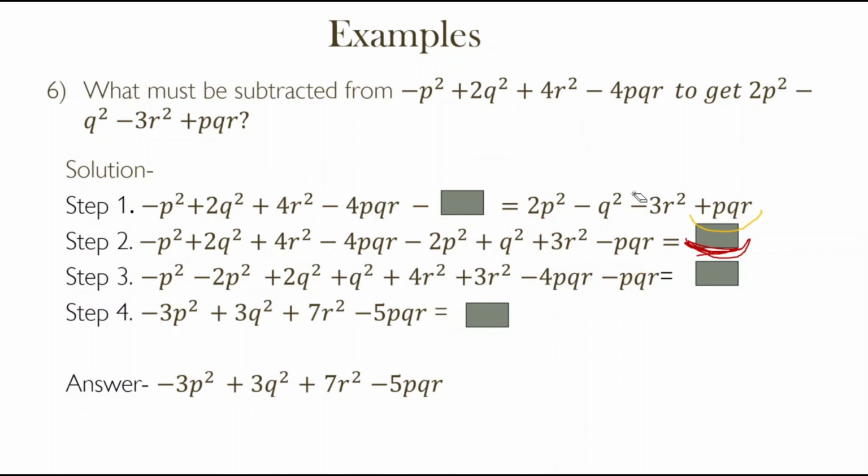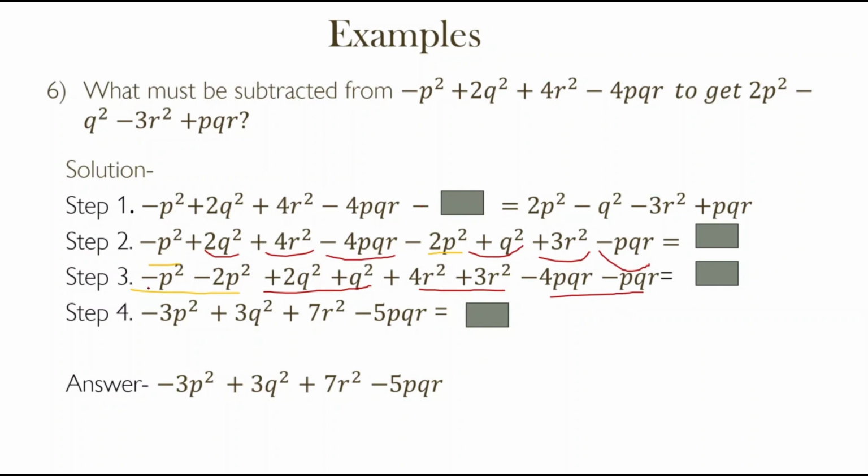Please remember, whenever we change the sides of terms, their sign gets changed. If it has an addition sign, it becomes negative. If it is negative, it becomes positive. Right? Now, doing it the similar way, collecting the like terms together. So minus p square minus 2p square. There is no more term having p square, so writing these two only. Similarly, there is 2q square and there is q square, so writing them together. Then there is plus 4r square and plus 3r square, so writing these two together. And at the end there is minus 4pqr and minus pqr, so writing them together.